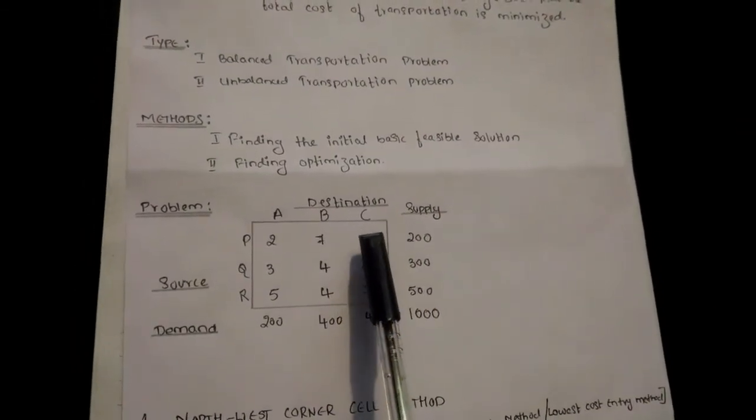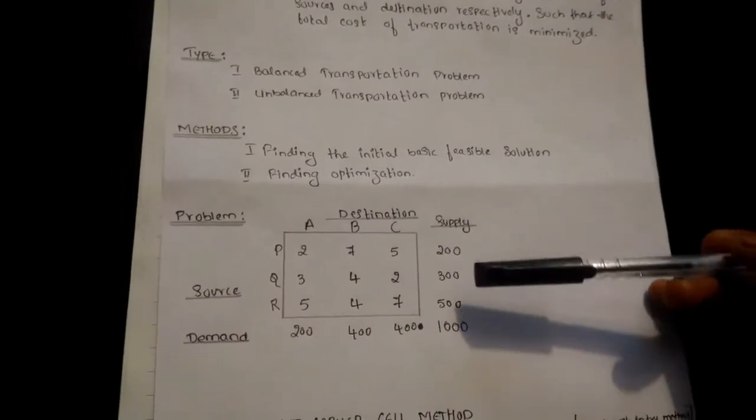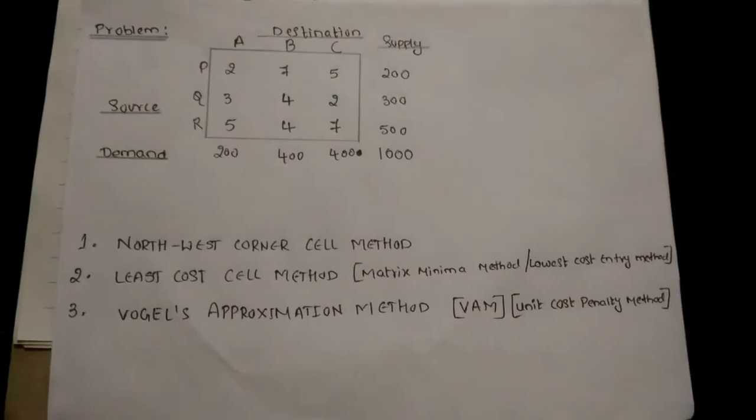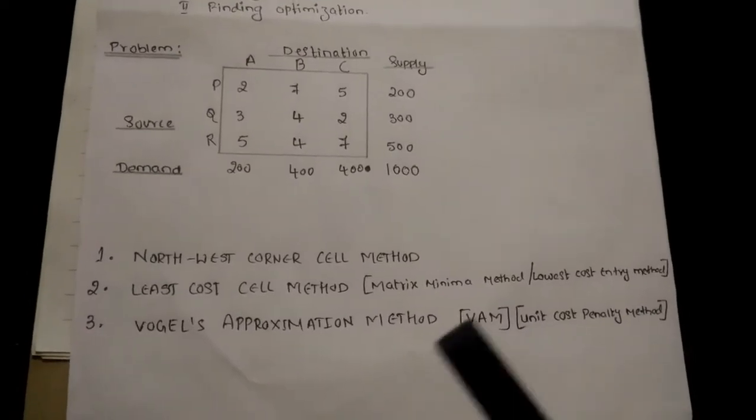All these values within the matrix cells are nothing but the transportation cost. The rows indicate the sources, the columns indicate the destinations, and whatever values we have in the outer column are nothing but the supply, and whatever values we have in the outer row are nothing but the demand. To solve these transportation problems, there are three different types of methods.